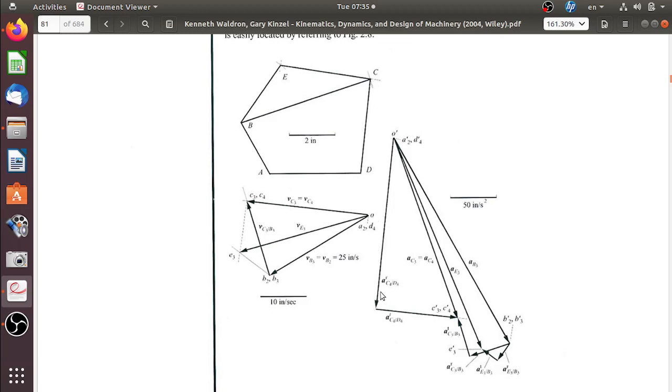If you see, it's been mentioned as C4 slash D4, because right now we are dealing with link 4, so D and C belong to link 4. Now I know this point, and to know the tangential component from this point, I require the angular acceleration of link 4, but I do not know it. The only information I know is that it's going to be perpendicular to this line. So from this point I'm going to draw a perpendicular line. When this line and the line which I have drawn from here meet, that point represents the total acceleration of point C.